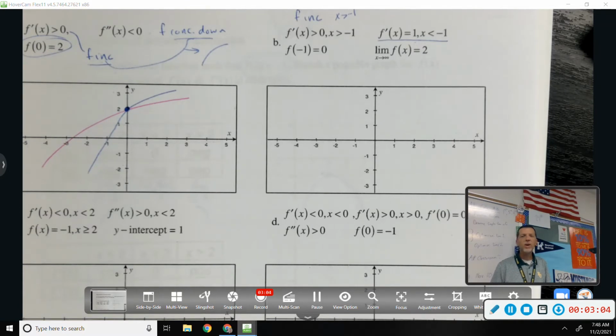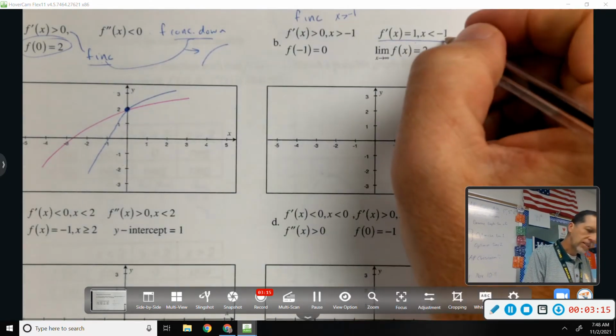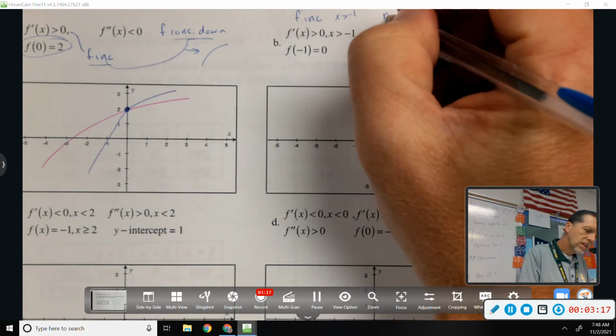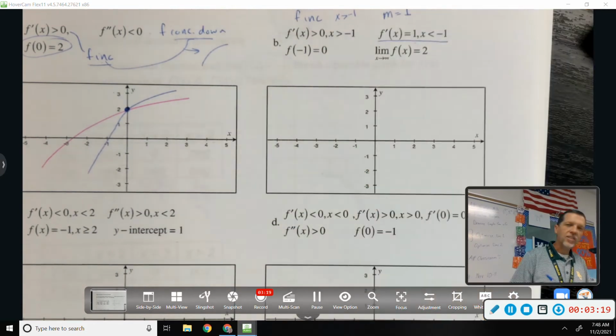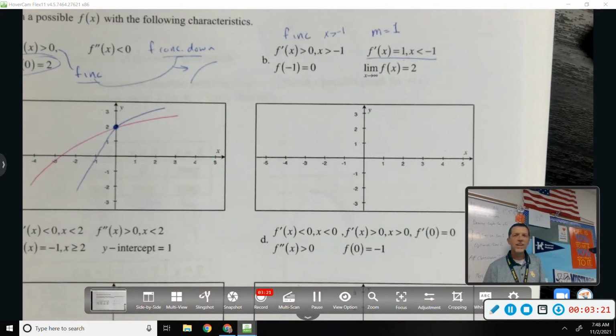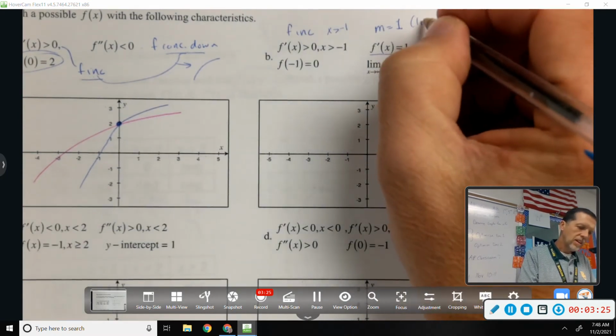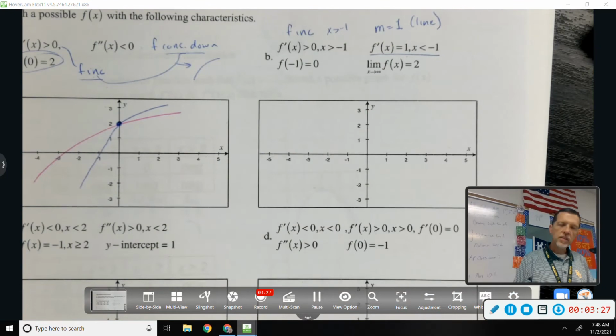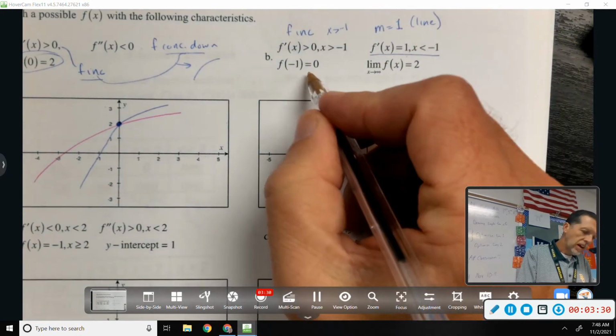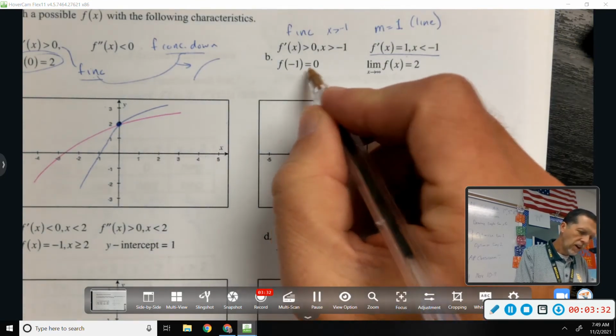What's f prime tell me about the graph? The slope. So if the slope is 1, and x is less than -1, so it's like that's a line when x is less than -1. A line with slope 1. F of -1 equals 0.